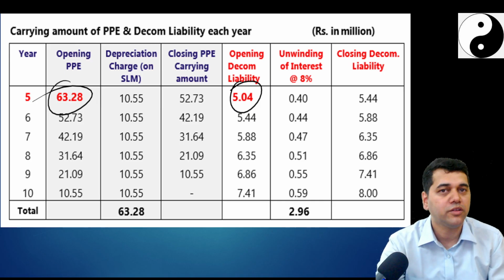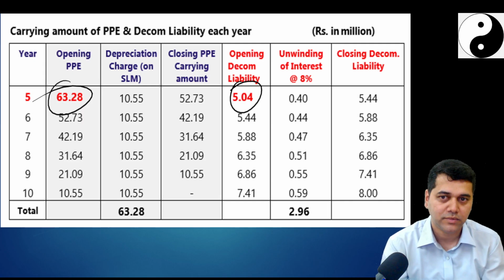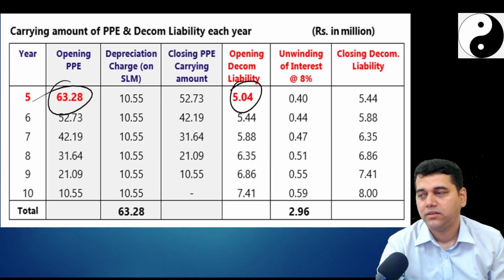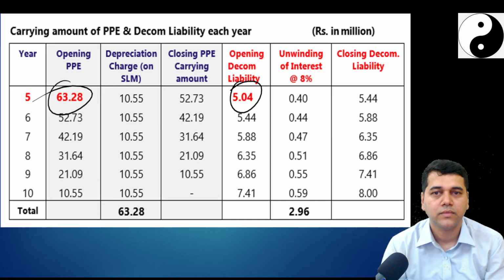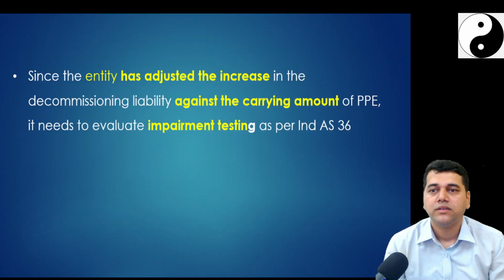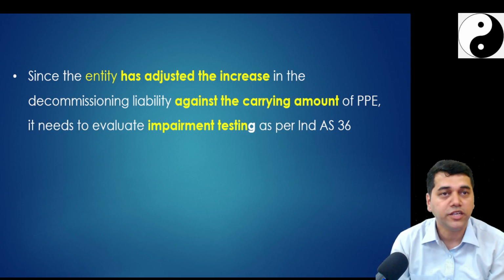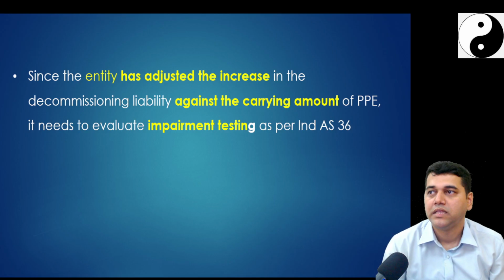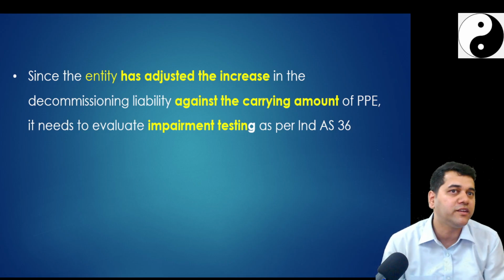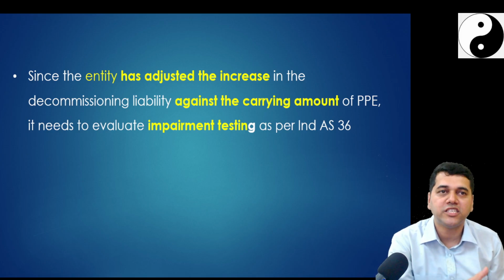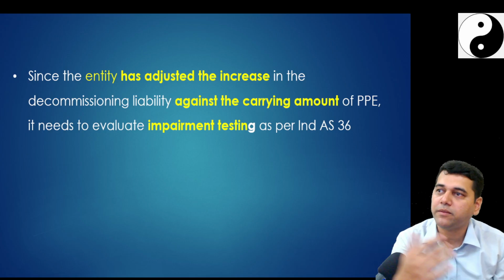Yes, students, you can pause the video and continue and complete it. See, now, done? Write one note there. Since the entity has adjusted the increase in the decommissioning liability, what do they need to do now? Test for impairment. Always write a note, because your fair value didn't increase. All the adjustment happened because of an accounting adjustment. An accounting adjustment is not going to touch your fair values. Fair value is market based.